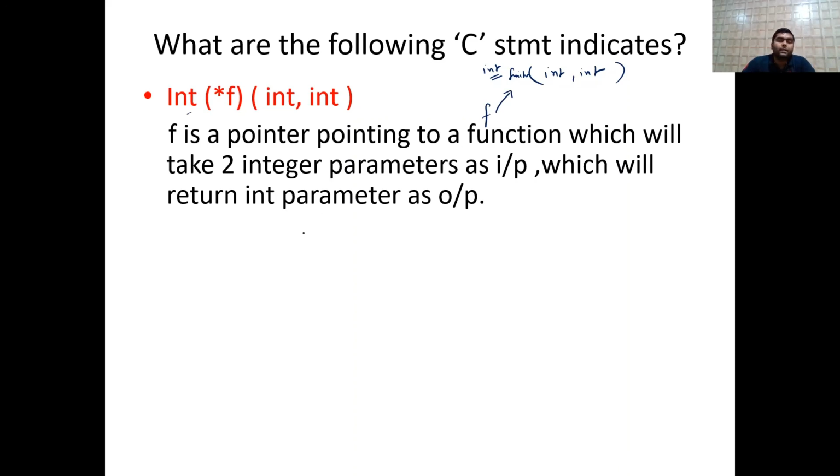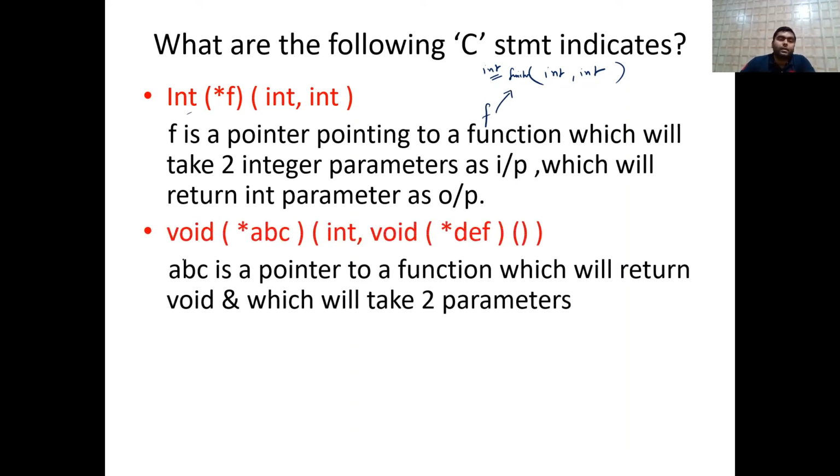Okay, now next is what? Void star abc integer. So this is again same, means abc is a pointer, abc is a pointer pointing to a function, which is having two parameters. So first parameter is an integer value and second parameter itself is a pointer def which is pointing to a different function. And finally this function will return nothing, so that's why it is void. So it is written abc is a pointer to a function which will return void and which will take two parameters.